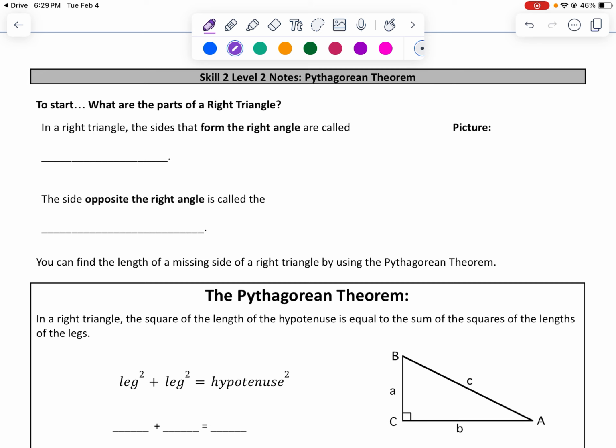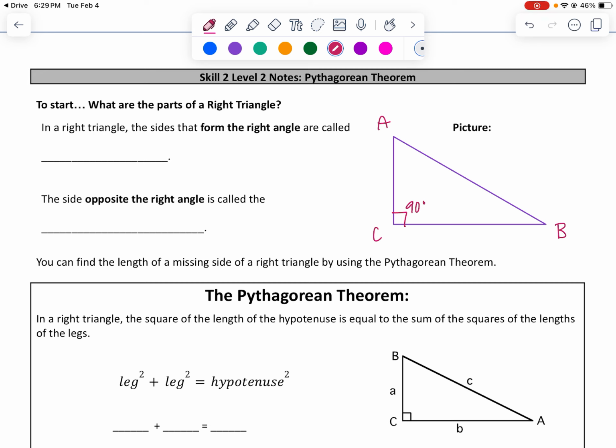If I were to draw one out, right triangles are right angle triangles. So here's my right triangle. I'm going to put that little box telling me that it's 90 degrees. If I were to label my triangle, here's A, here's B, here's C. Those are my angles, A, B, and C.